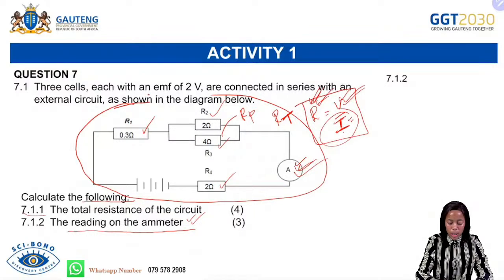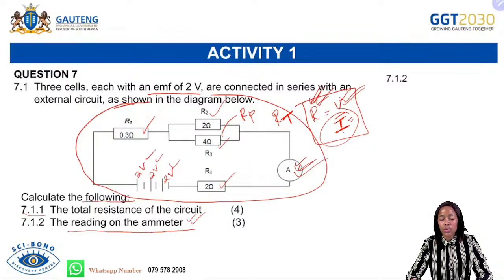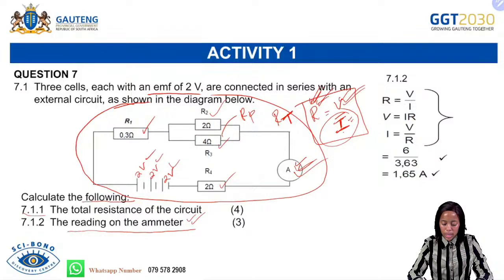So now you will remember that we said that the EMF for each cell is 2 volts. So if we have a total of 3 cells, the total voltage will be represented by the 6 volts there. Okay, so this is how we are going to solve it.